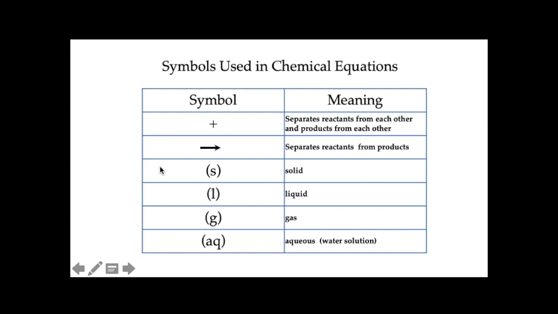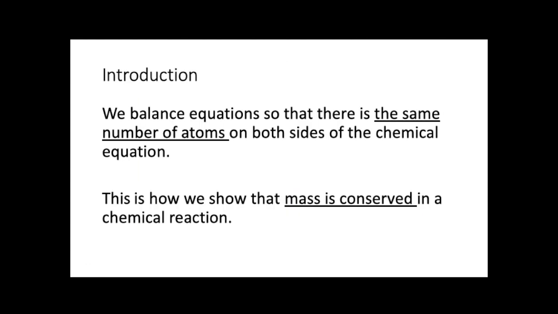Now, it's important that we actually balance the equation. Both sides of the equation have to have the same number of atoms. And this is how we show the law of conservation of mass, that mass is actually conserved and we don't create anything from nothing. You can't destroy it either.